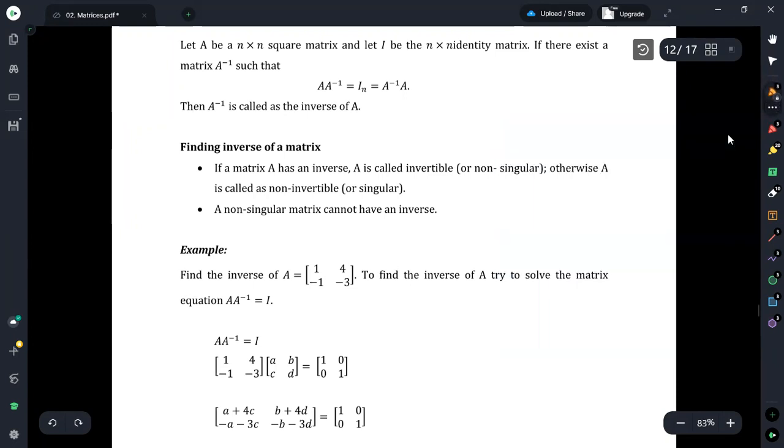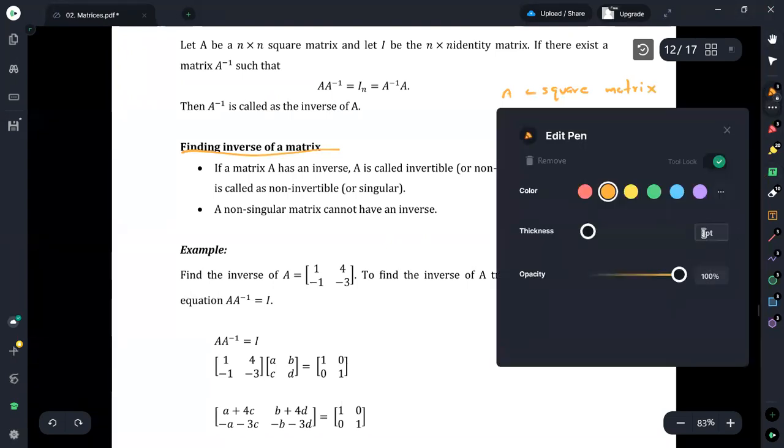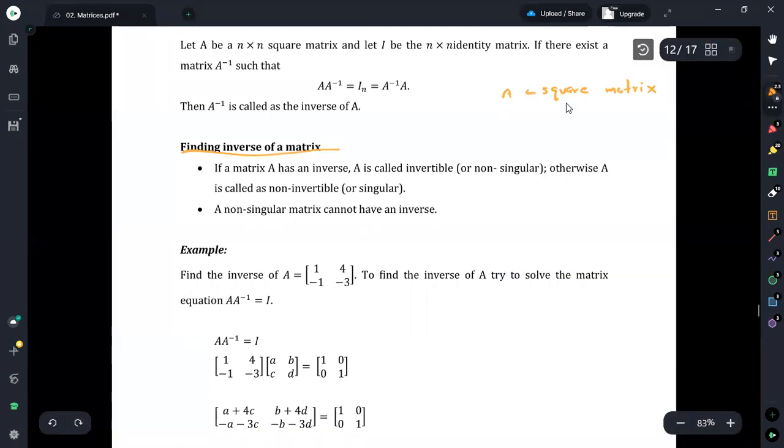In the previous session, we discussed finding the inverse of a matrix. At that point, what we learned was that if you are given a matrix A, which is supposed to be a square matrix, we were able to find the inverse of this matrix. But I told you that for each and every square matrix, the inverse does not exist.